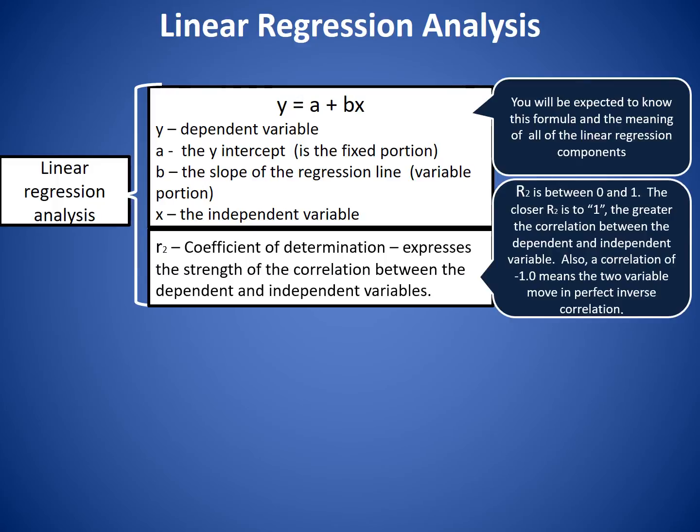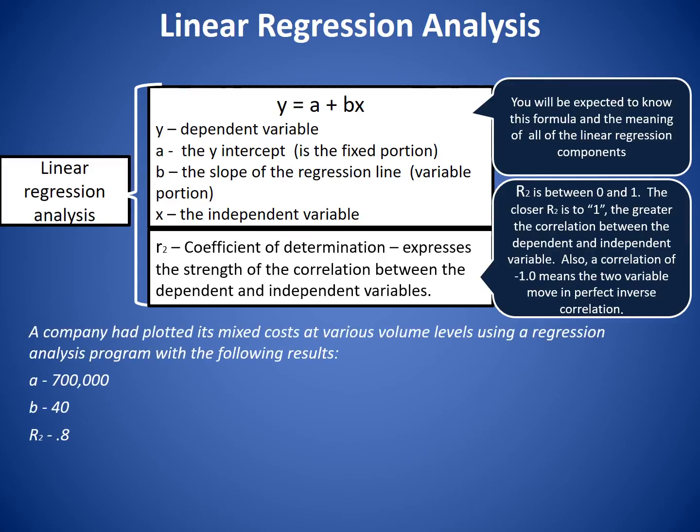Now, R2 or R squared is typically between the values of 0 and 1. The closer R2 is to the value of 1, the greater the correlation between the dependent and independent variables. The closer it is to 0, the less correlation exists between the dependent and independent variables. Now, you should also know that there can be what we call negative correlations, where a correlation of -1 means that the two variables move in perfect inverse correlation.